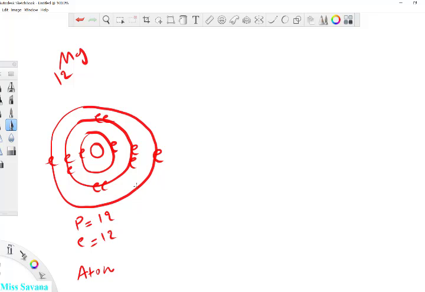Okay, now what do you think? Should I gain 6 electrons or should I lose 2? What do you think? Definitely I should lose 2.